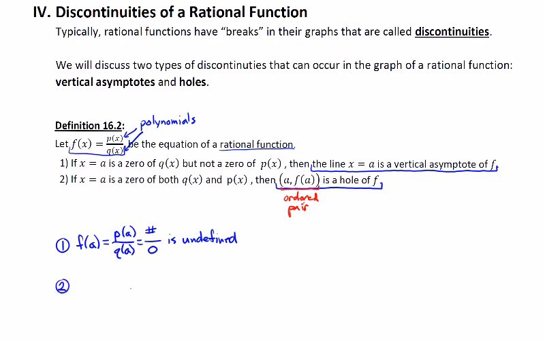Statement number 2 is supposed to give us the criteria for a hole. So again, we're supposed to be taking a and plugging it in to the equation. So that means we plug it into the top, plug it into the bottom, and if we plug it in and we end up getting 0 for p and for q, then we get something different. This is not called undefined. This is called indeterminate. And if you get an indeterminate result, then that means that you have a hole located in your graph. So we'll talk more about how to find all these things with the upcoming examples.